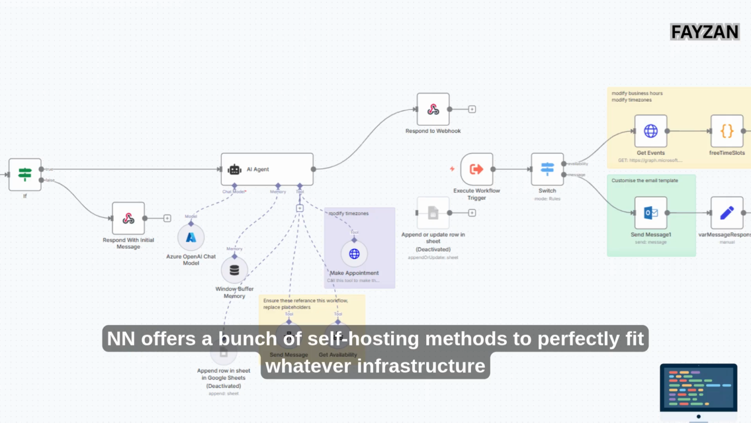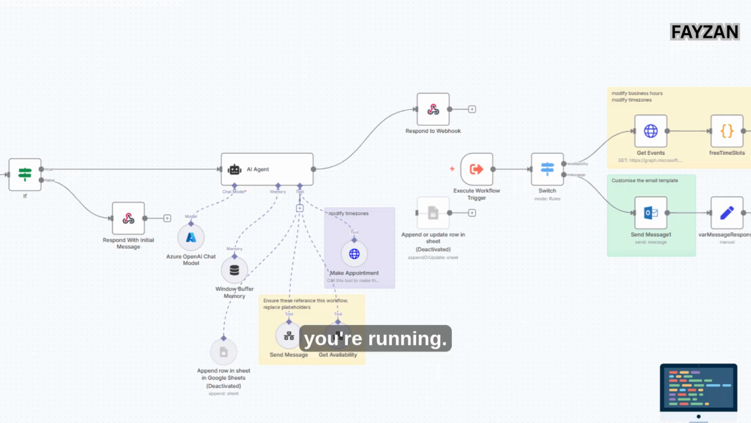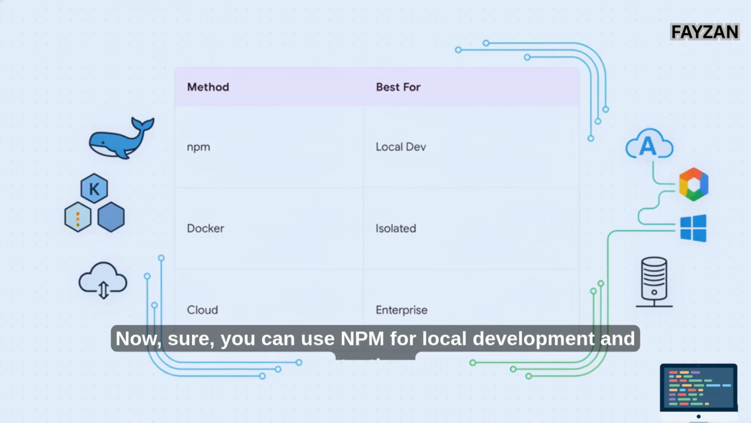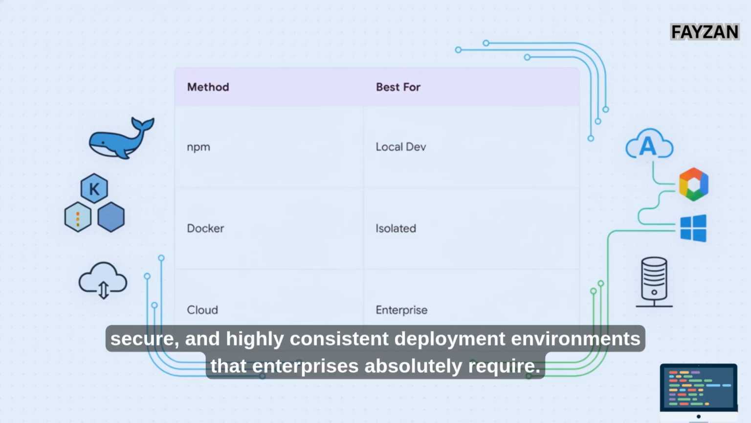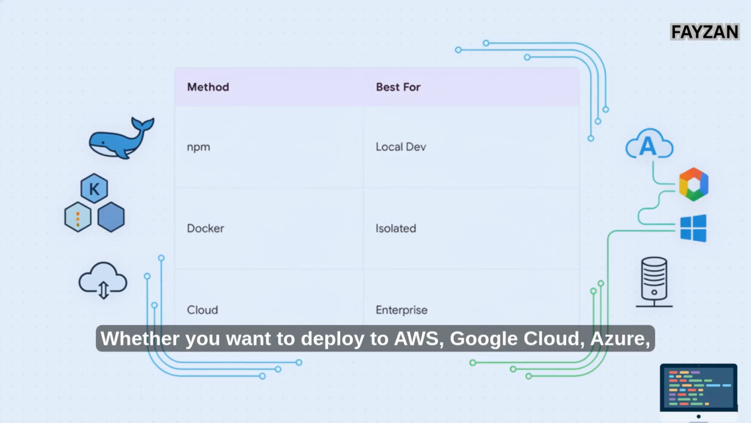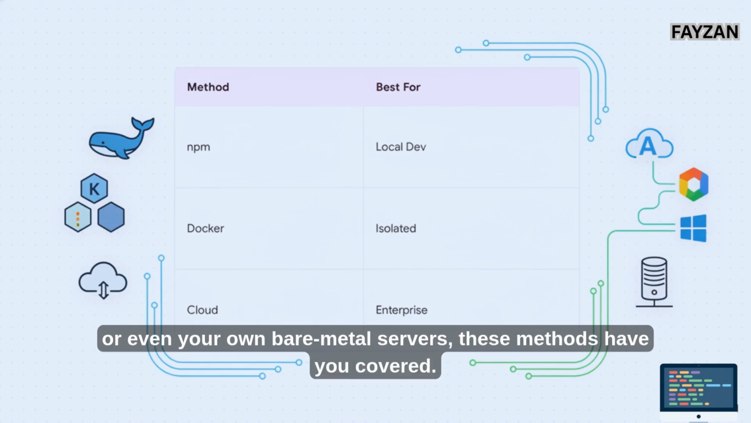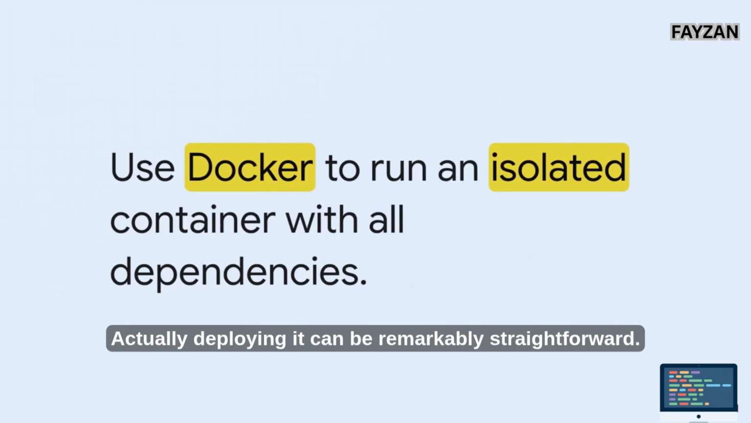n8n offers a bunch of self-hosting methods to perfectly fit whatever infrastructure you're running. Now, sure, you can use npm for local development and testing, but for actual production, technical teams rely heavily on Docker or Kubernetes. Containerization gives you those isolated, secure, and highly consistent deployment environments that enterprises absolutely require. Whether you want to deploy to AWS, Google Cloud, Azure, or even your own bare metal servers, these methods have you covered. Actually deploying it can be remarkably straightforward.